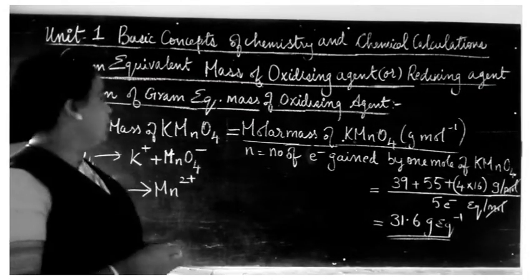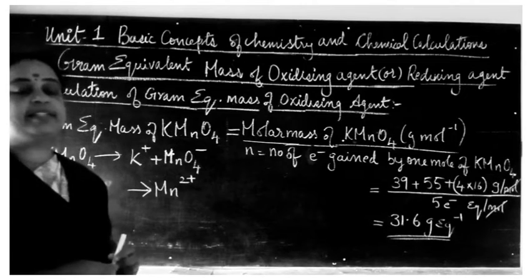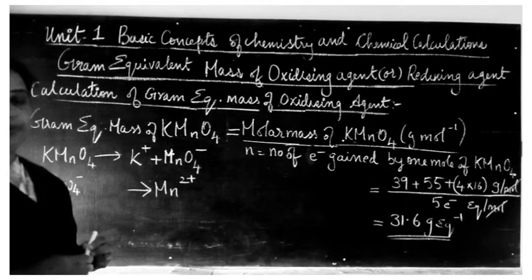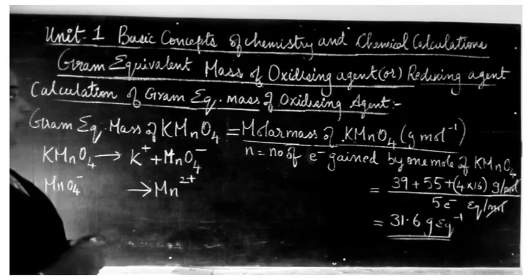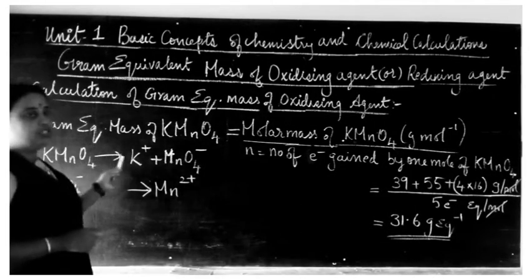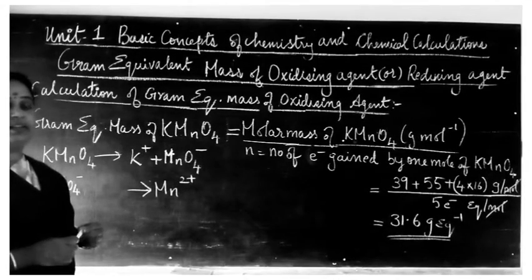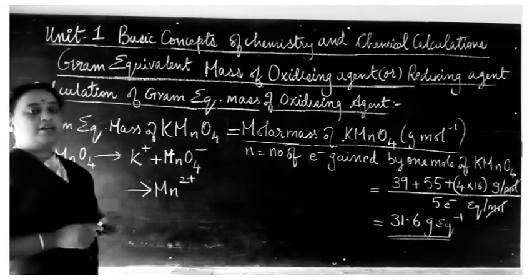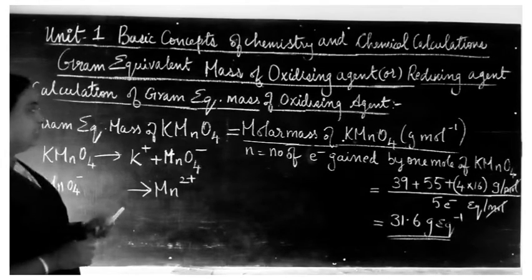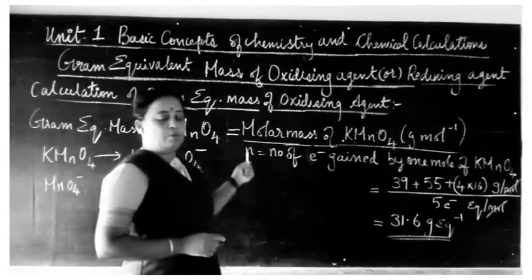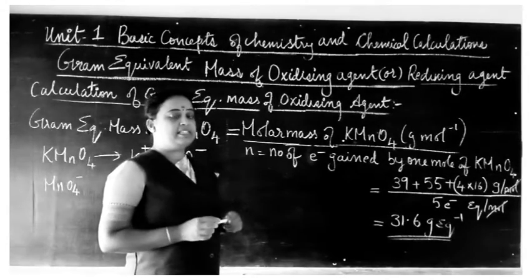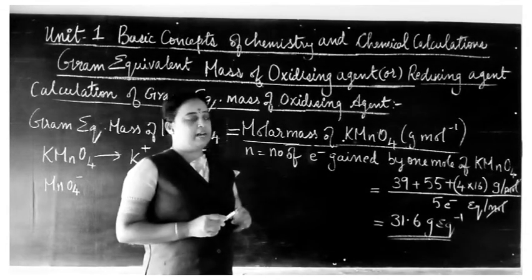Now let us study the calculation of gram equivalent mass of oxidizing agent. The oxidizing agent we take here is KMnO4, potassium permanganate. When potassium permanganate is used as an oxidizing agent, how do we calculate the gram equivalent mass? We have already studied the formula: molar mass or molecular mass of oxidizing agent divided by equivalence factor, to calculate the gram equivalent mass.